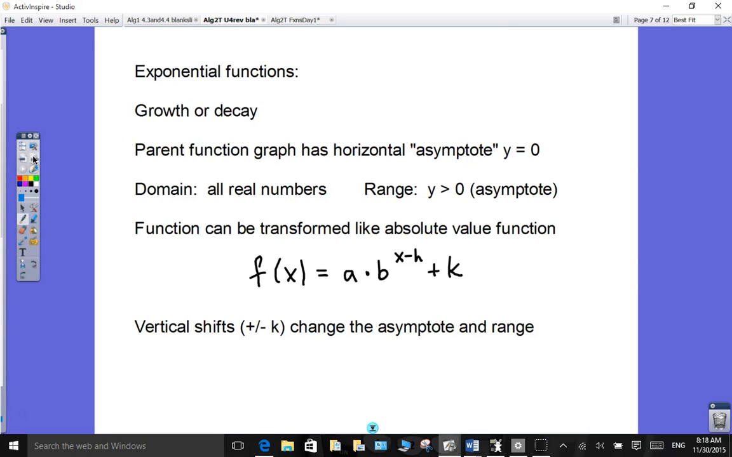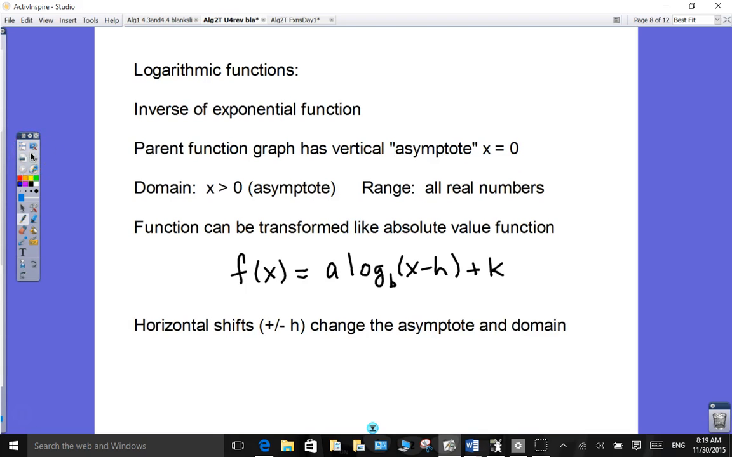What's another transformation that would change the range, not including going up and down? What would happen if I just put a negative in front? Right? If a is negative, what does it do to the graph of any function? It flips it across the x-axis. Okay, now what's the range? y is less than 0. So there actually is another thing we could do to change the range. Okay.